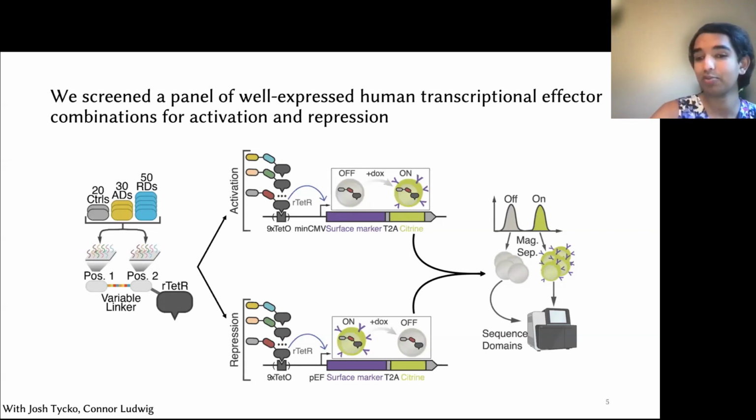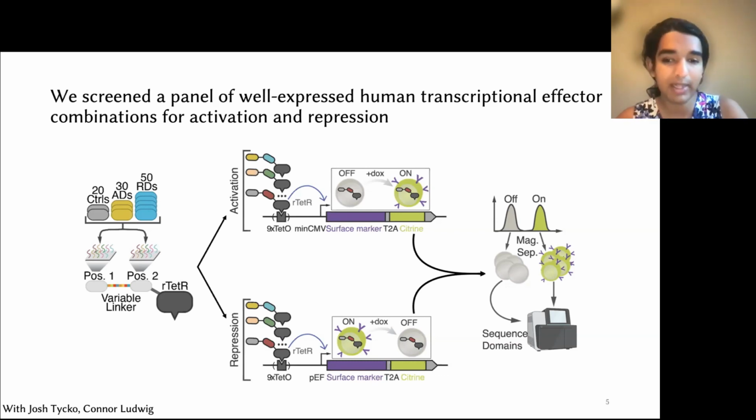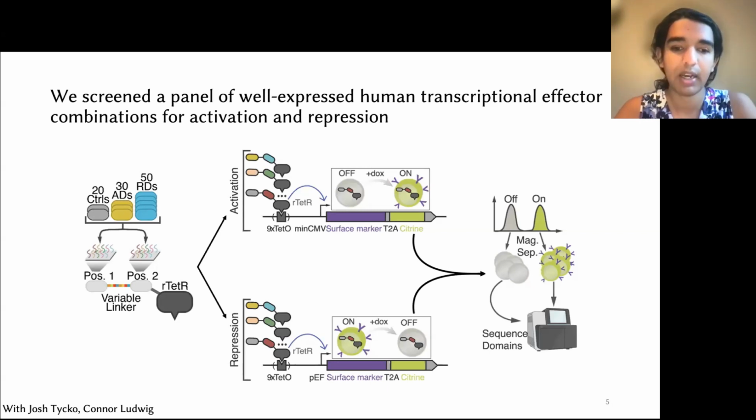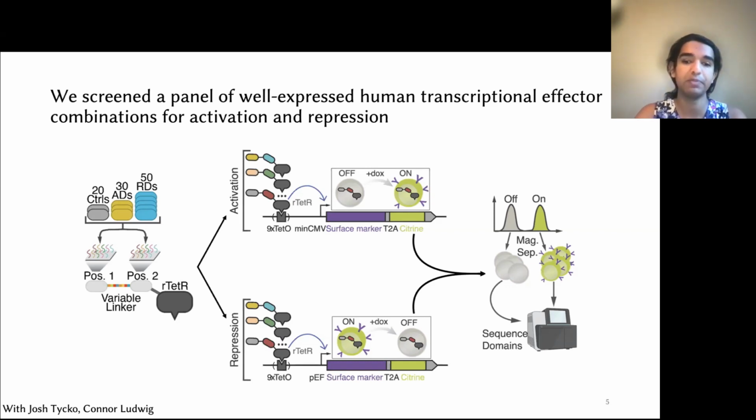If you put a promoter in front of the reporter that's relatively weak, like the MinCMD promoter, then you can very easily measure activation. And you can also measure repression by putting a very strong promoter in front, like the human PEF promoter. And so we did this for about 8,400 domain combinations. We computed what are called enrichment scores for activation and repression.